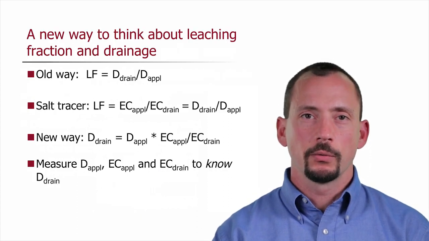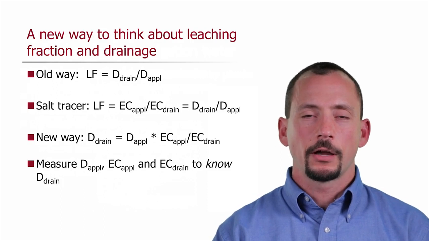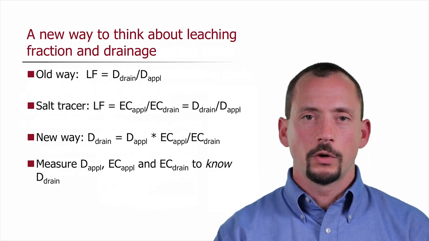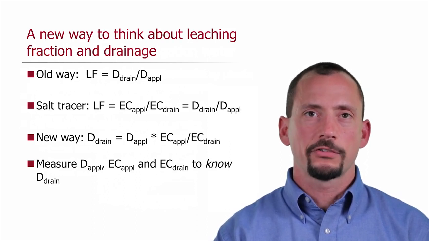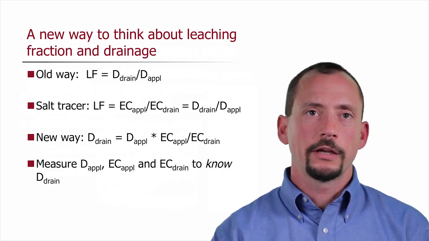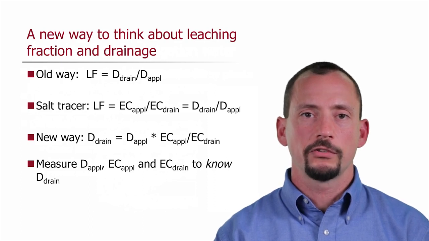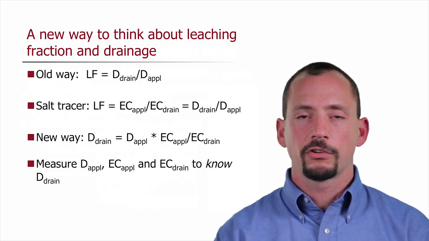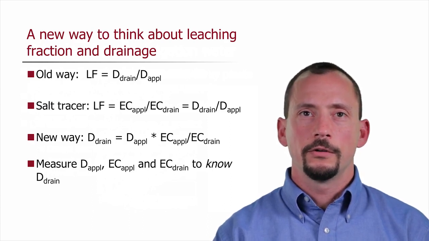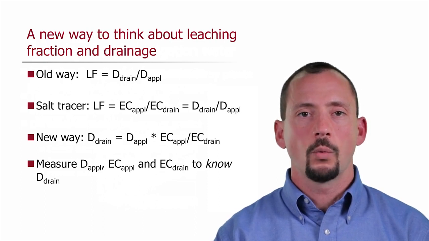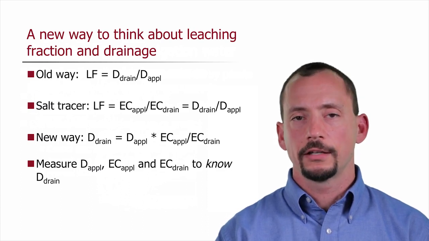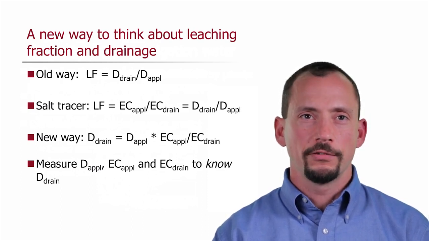Let's look at some really simple equations here and talk about what those mean in terms of leaching fraction. The old way of thinking about leaching fraction was the depth of water that's drained past the root zone divided by the depth of water applied. If you use the salt tracer technique, because that salt is a conservative tracer, the leaching fraction can also be calculated as the electrical conductivity of the applied water divided by the electrical conductivity of the water that's draining out of the bottom of the root zone. Those two ways to calculate the leaching fraction are equivalent.